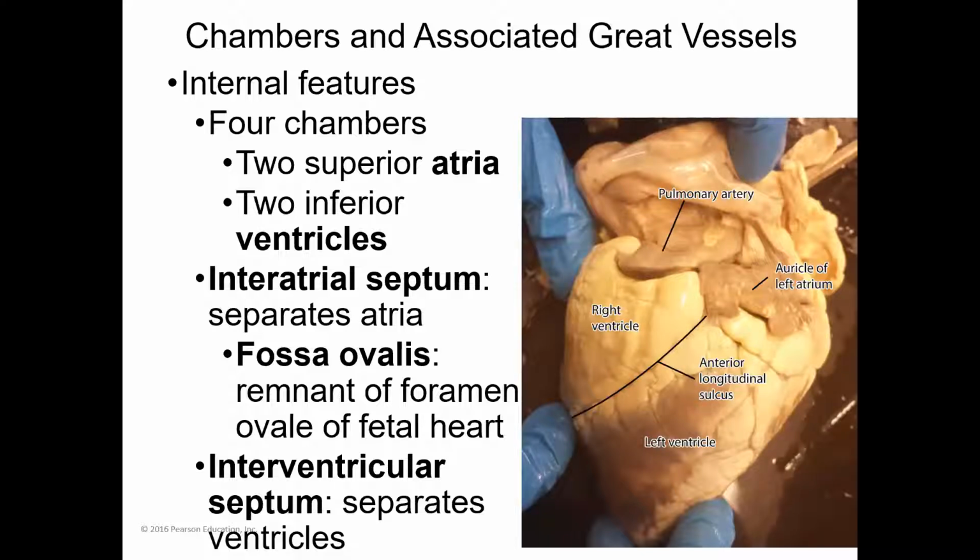So we have the four chambers, the two atria, the two ventricles. We have what's known as a septum, the interatrial septum that divides the left and right atria. We have a structure known as the fossa ovalis, which is the leftover foramen ovale in the fetal heart. And we have an interventricular septum also. Now let's show you what they are.